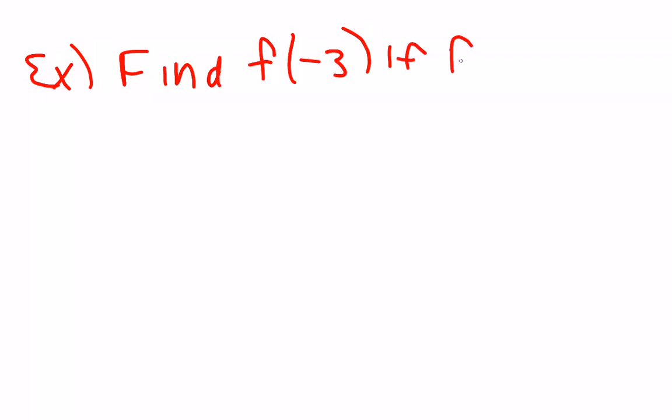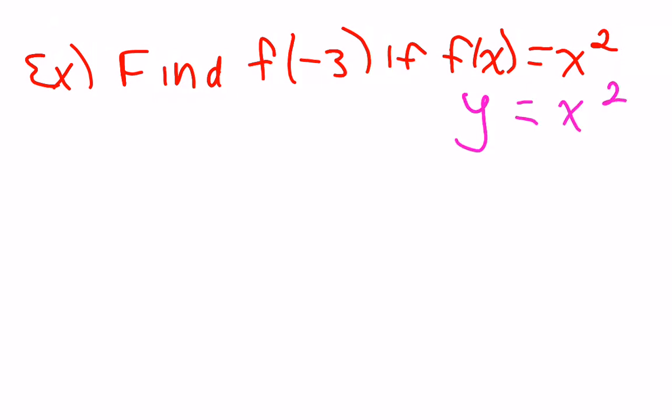All right, let's look at another example. Find f of -3 if f of x equals x squared. So this one again, function notation. You've done this before. The wording might be that you have your equation y equals x squared and it says, find y when x is -3. So same idea, just plugging it in.